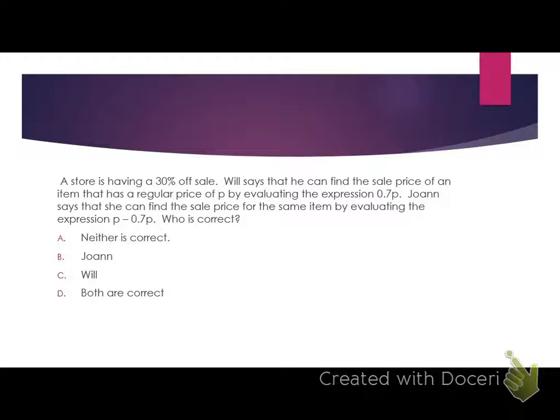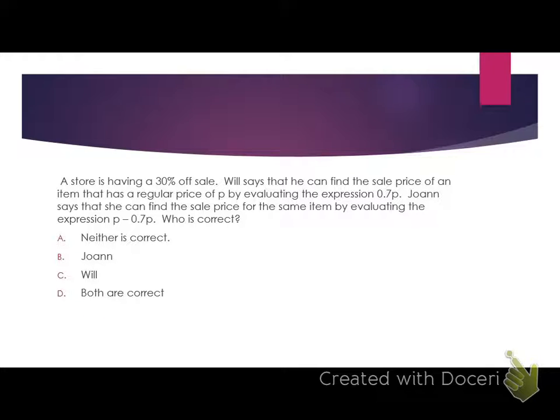Next, a store is having a 30% off sale. Will says that he can find the sale price of an item that has a regular price of P by evaluating the expression 70% of P. Joanne says that she can find the sale price for the same item by evaluating the expression P minus 70% of P, and we want to know who is correct.